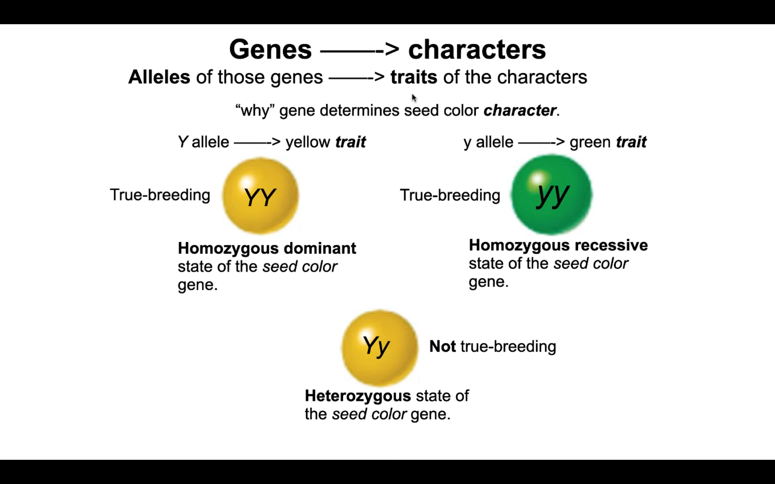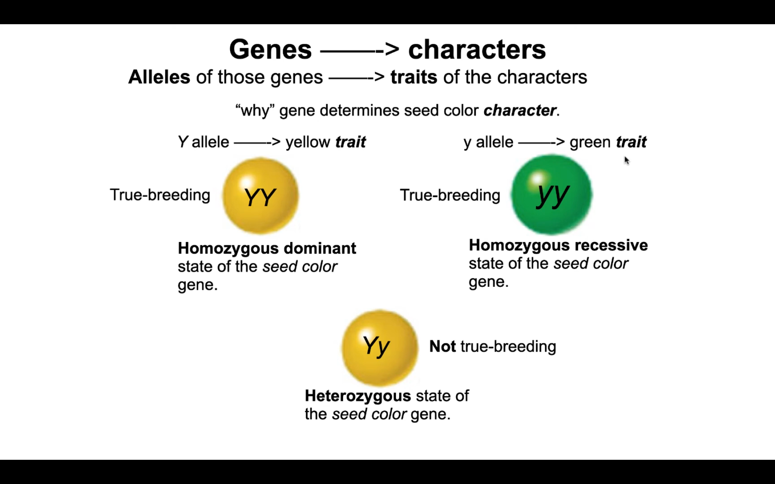Let's take a look at a different example. So the gene that determines the seed color character, we'll call the gene that gives rise to the seed color character Y, WHY. And then we have two alleles. We have the capital Y allele that gives rise to the yellow trait. We have the little y allele that gives rise to the green trait.